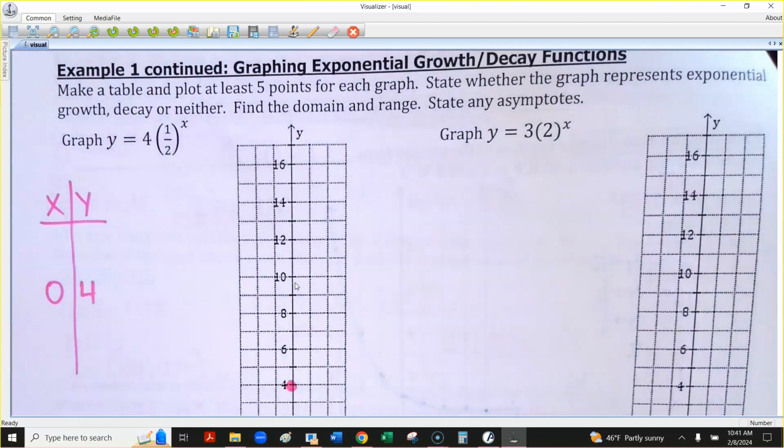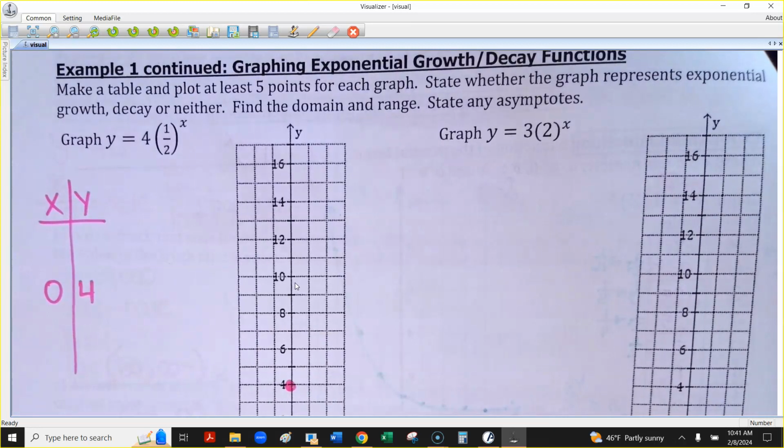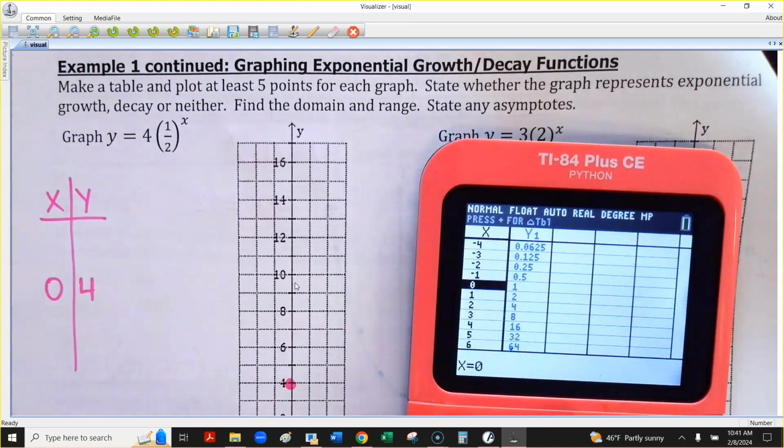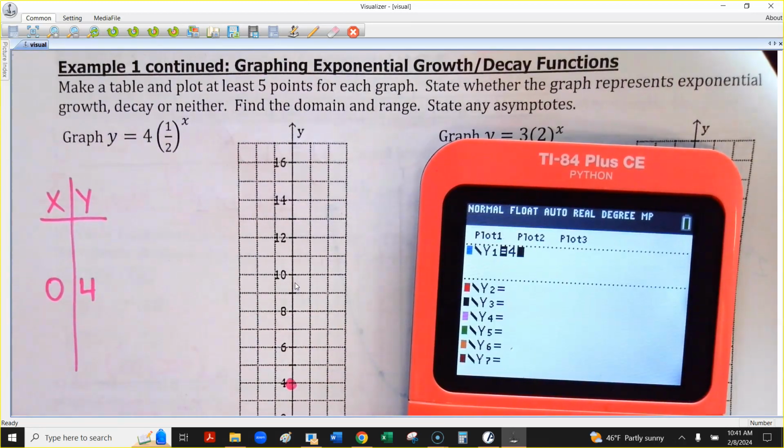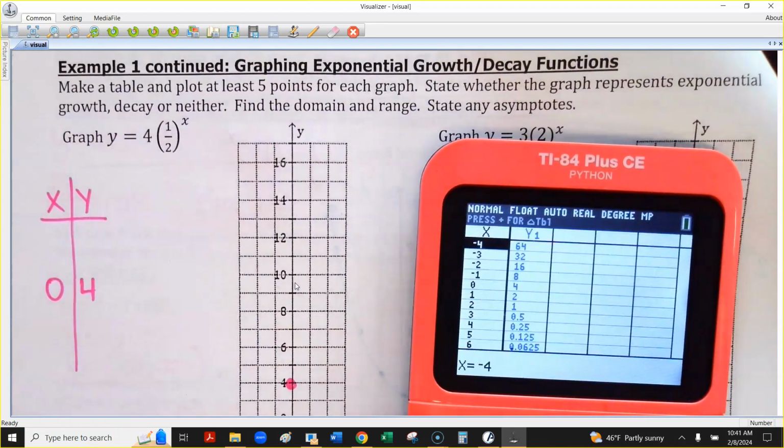If you prefer, you can totally use the table. If you want to grab your graphing calculator, I'm going to type in 4 times 0.5 to the x. You could do that too, and then hit second graph and look at your table. Or you can make the table. It's completely up to you.